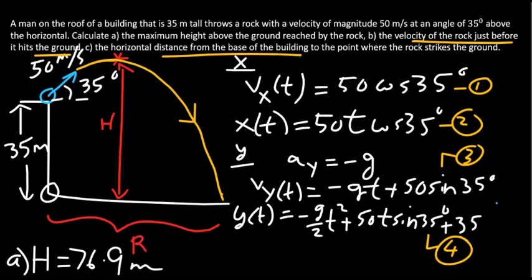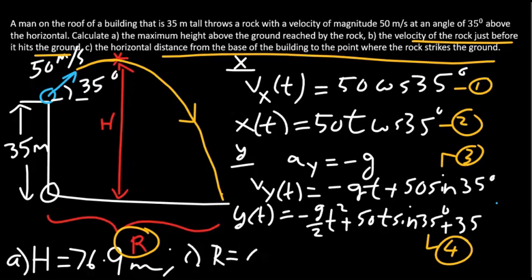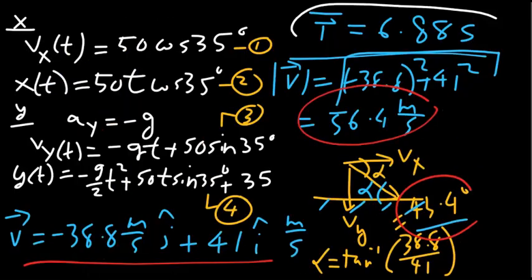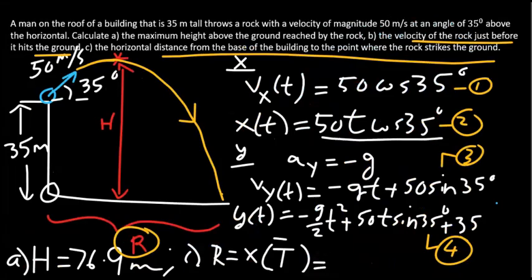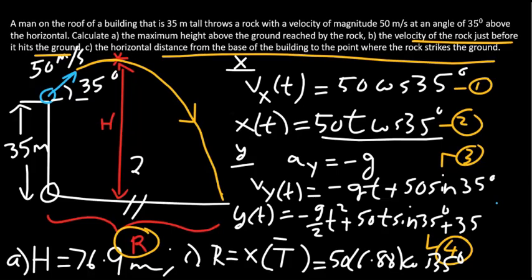Now part C, the horizontal distance from the base of the building to the point of impact, that means this value R. R is just the x coordinate at the time of impact t bar. In part B, we determined t bar to be 6.88 seconds. Substituting that value into equation 2, you get 50 times 6.88 times cosine 35 degrees, which gives about 281.8 meters for part C. And that solves the problem. Thank you for watching.